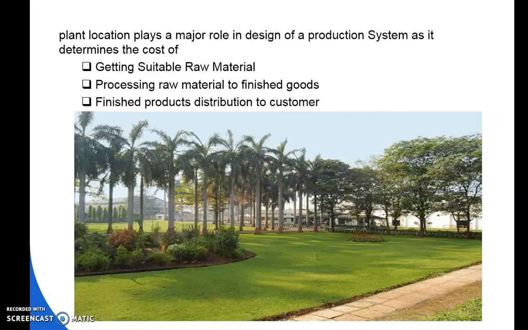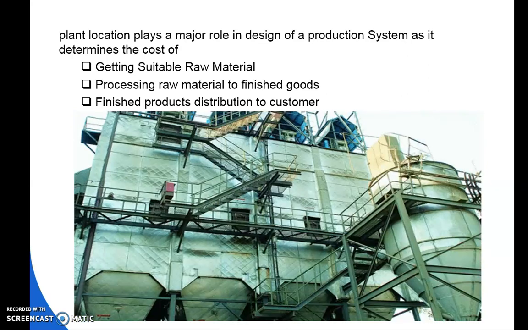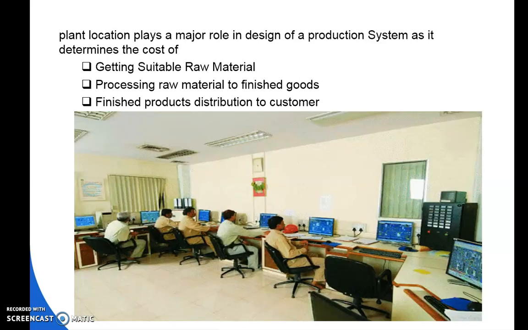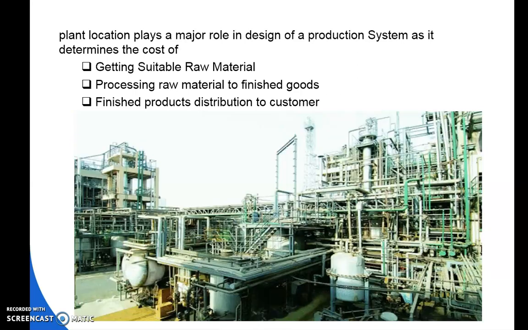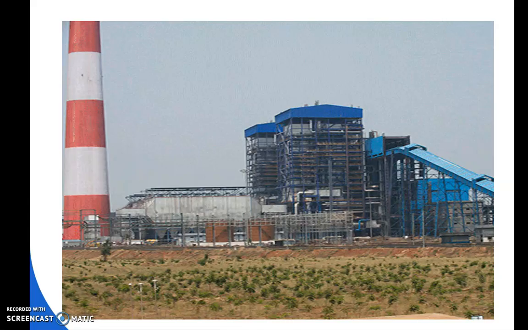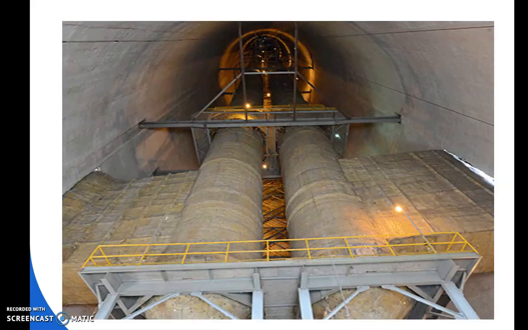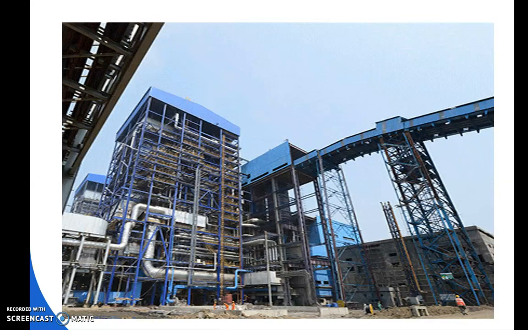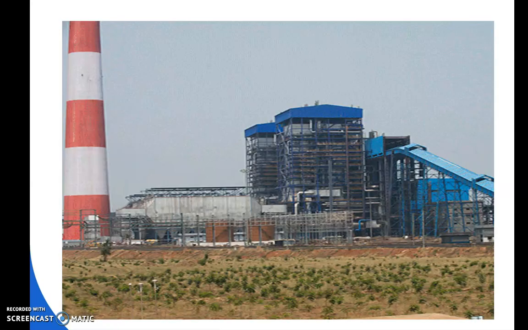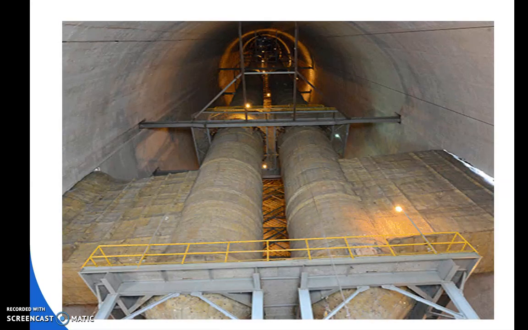Getting suitable raw material, processing of this raw material into finished goods, and finished goods to be distributed to the customer. The video shows the location for an industry where the production process is carried out. These are the different cases. I have given the videos related to plant location where a power plant is to be manufactured.